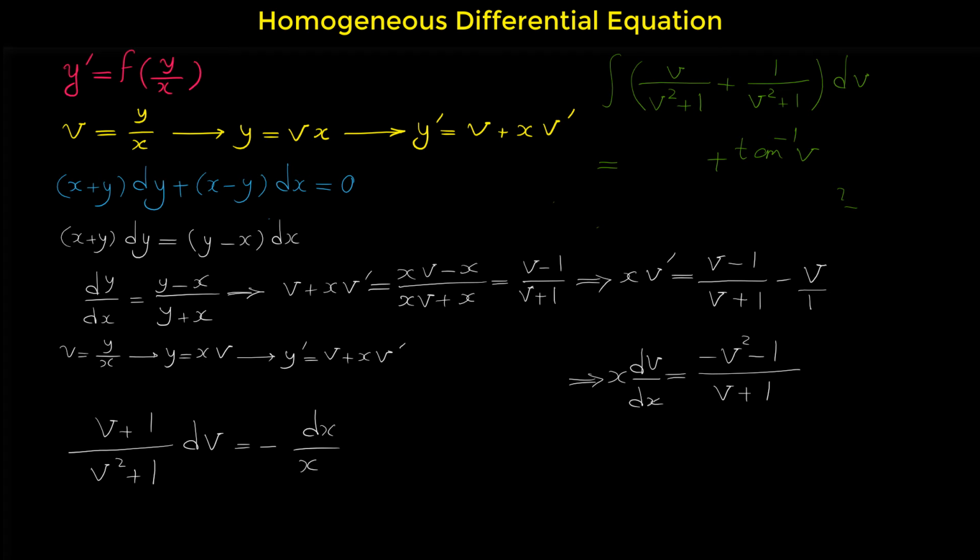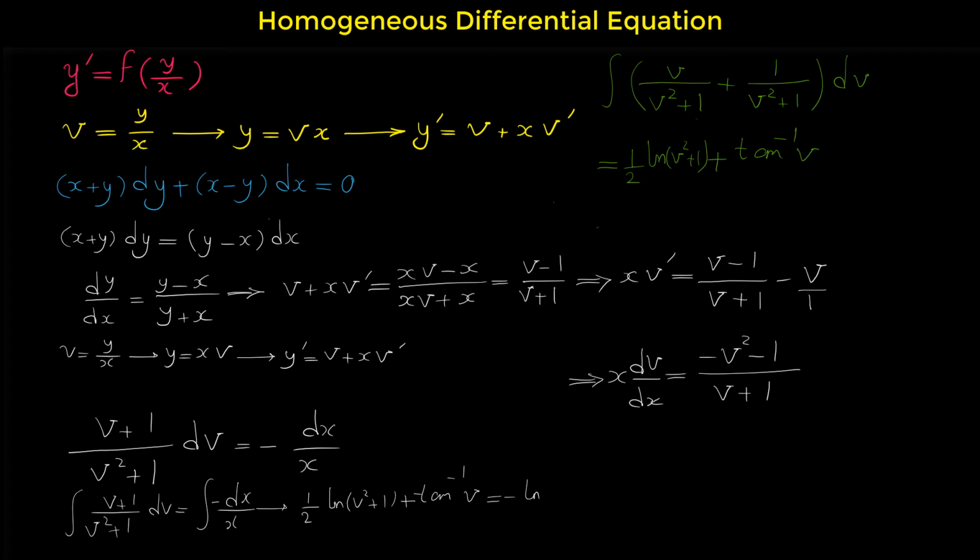So the integral of this is 1/2 ln of v squared plus 1. So by integrating from the left side and the right side of this differential equation, we have 1/2 ln of v squared plus 1 plus tangent inverse of v equals negative ln of x plus c, which for a moment I prefer to write as c1 because later I want to change it to another constant.